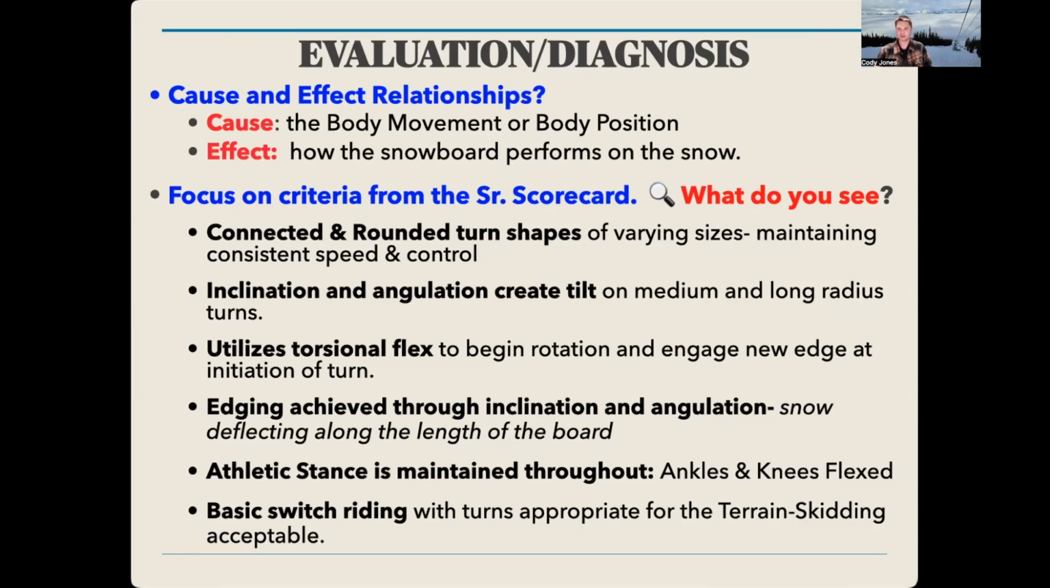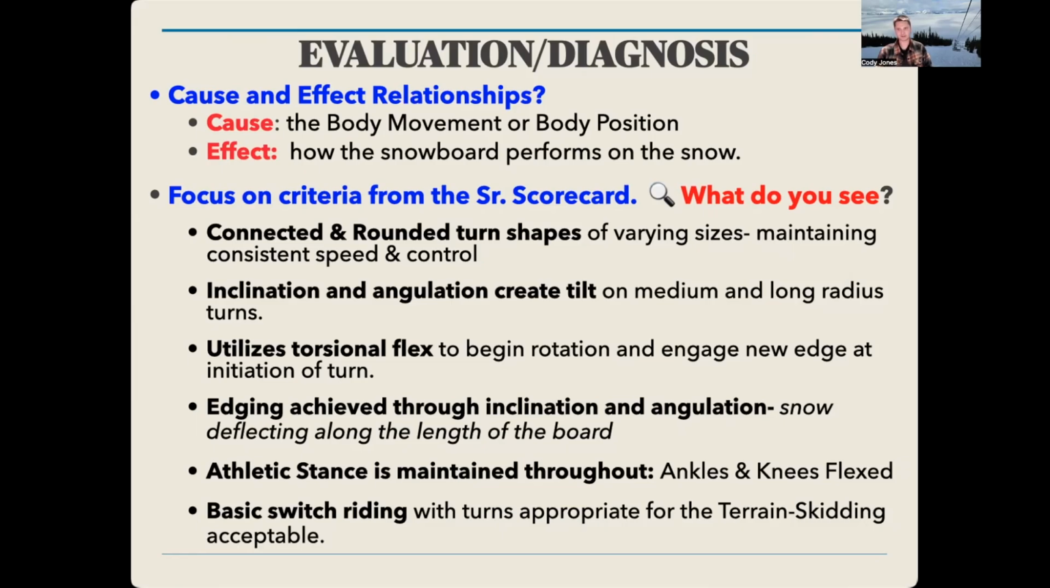Torsional flex is, as I mentioned before, pretty hard to see. But if they're not doing it, you'll usually see it in other parts of the rider as well. But kind of focusing on that front foot to see if that gap, as they're initiating that next turn, does that gap close on that front foot a little bit before it does on the back foot? Is kind of the best way you're going to be able to see that.